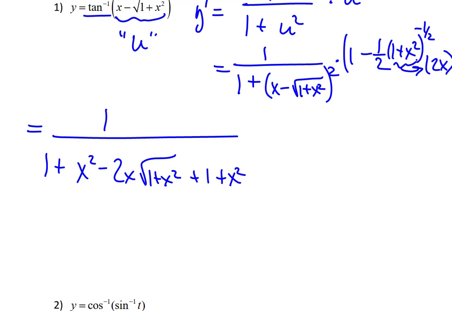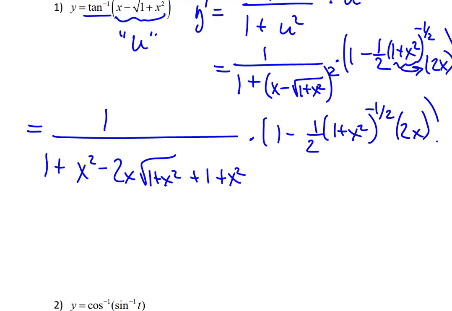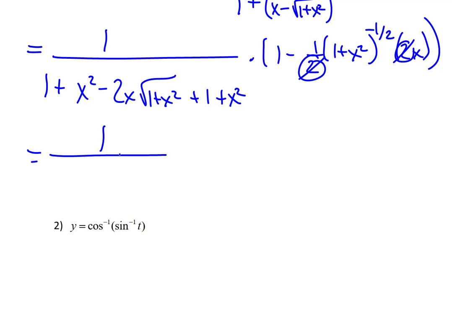And then at the end, we have all this other stuff that the chain rule kind of popped out for us here. So we then multiply by a 1 minus 1 half times the 1 plus x squared to the negative 1 half, but then we're multiplying also by 2x there at the end, and the 2 from the 1 half and the 2 from the 2x would cancel. So altogether we end up with this 1 over.